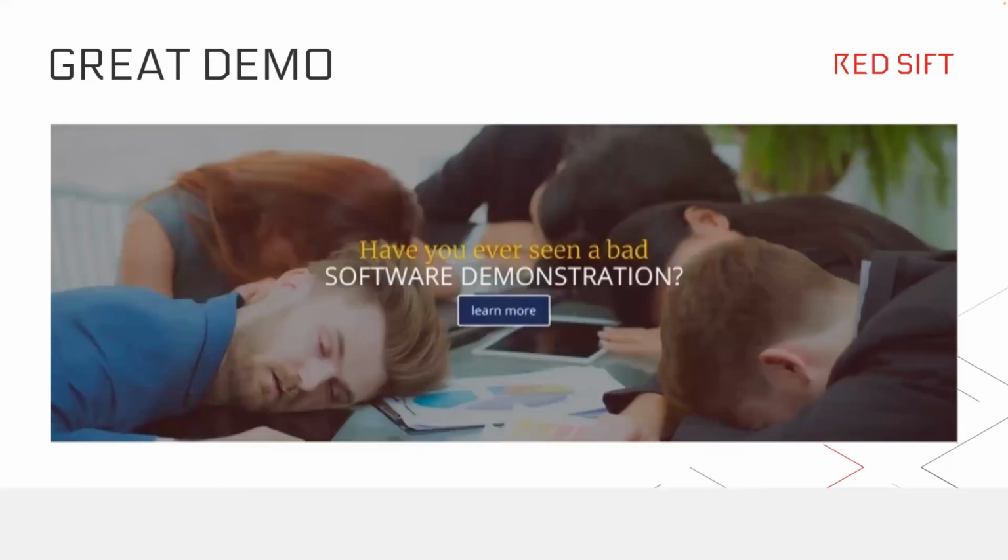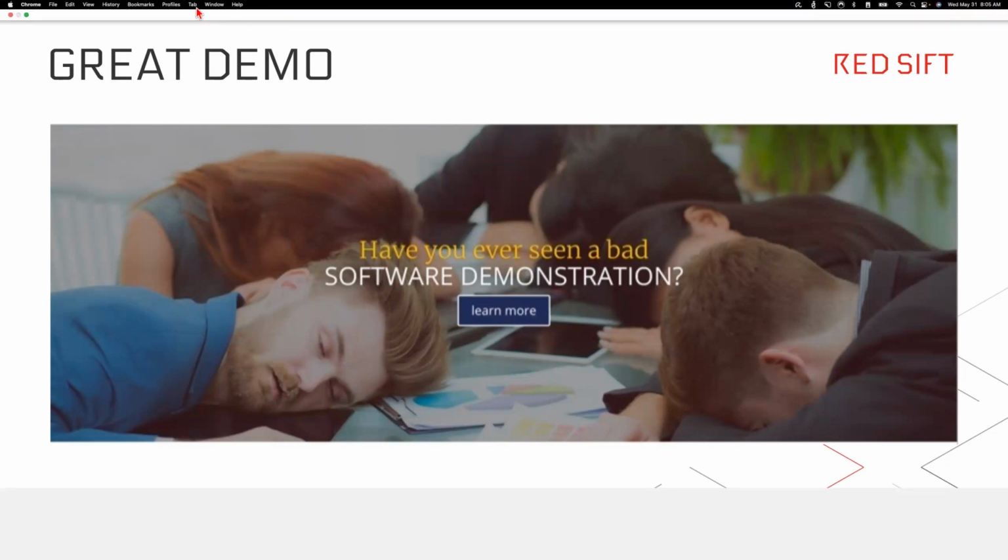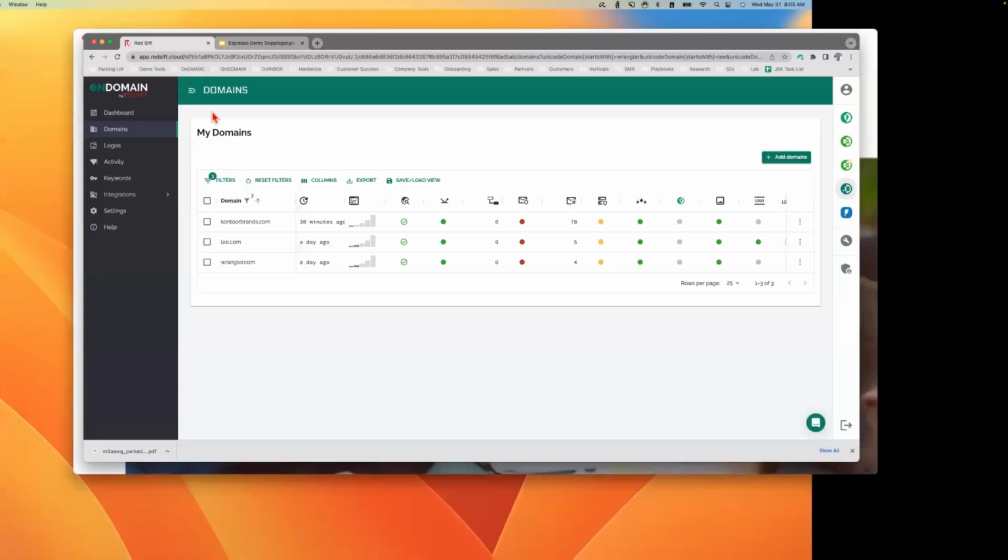So we're going to go into the demo here. First, I always like to ask, have you ever seen a bad software demo? Well, I have. In fact, I've given some bad software demos. So I just wanted to let you know that I'm making sure you're going to get a great demo today. So let me switch over to the actual product, Redshift.